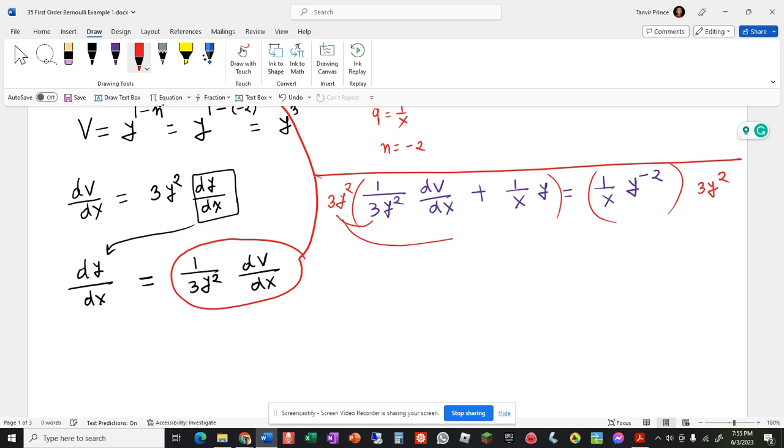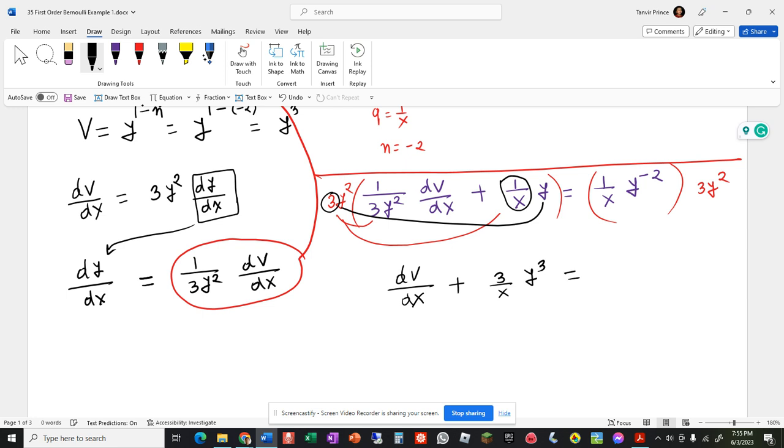So if I multiply out, 3y squared times 1 over 3y squared is just 1. So I end up with only dv/dx plus 3y squared times 1 over x. So that's just 3y, so I get 3. So let me just write, multiply y squared and y. So that will be y cubed. And 1 over x times 3 is just 3 over x. So this 3 and this 1 over x is just 3 over x. And y squared times y is y cubed.